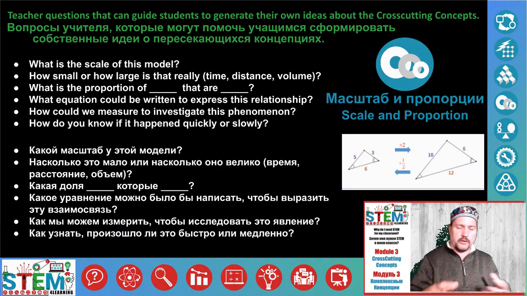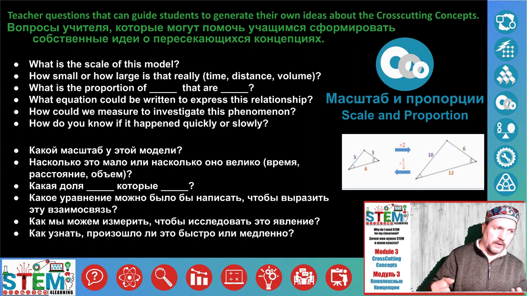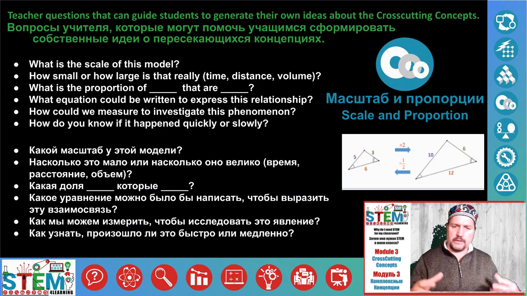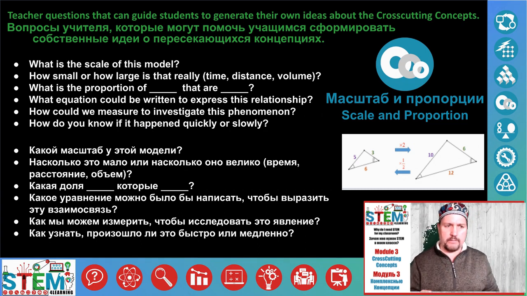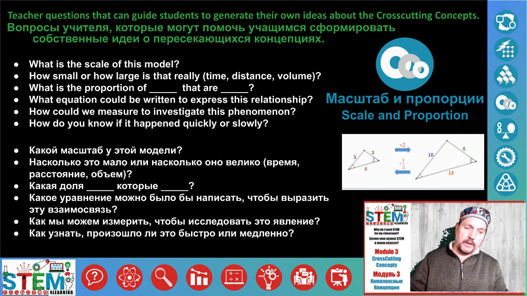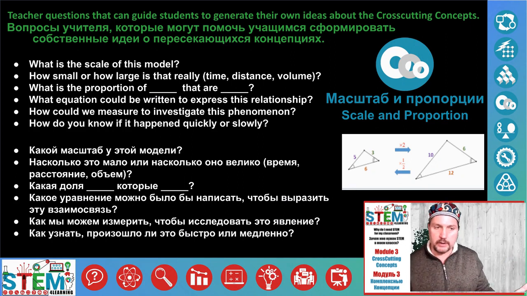Okay, what equation could be used to express this relationship? How could we measure it? Can we measure time, distance, volume? Suddenly those numbers have purpose, and you can see that we've got to transfer those numbers around, and you get into scale factors. How do you know if it's happening quickly or slowly? And we can talk about rate equations.